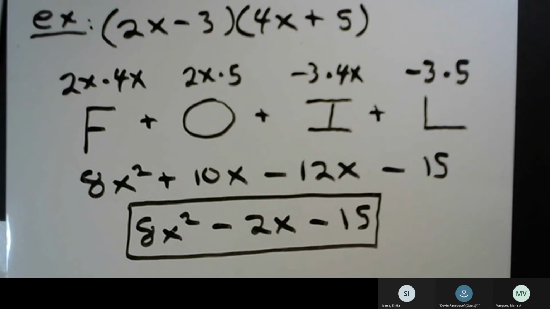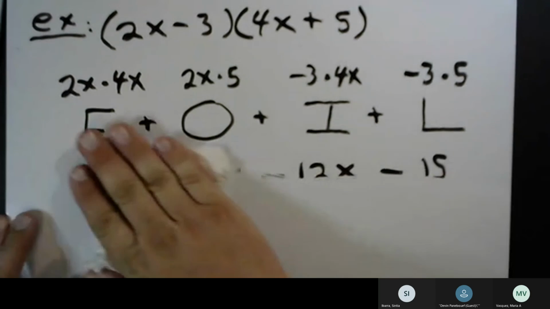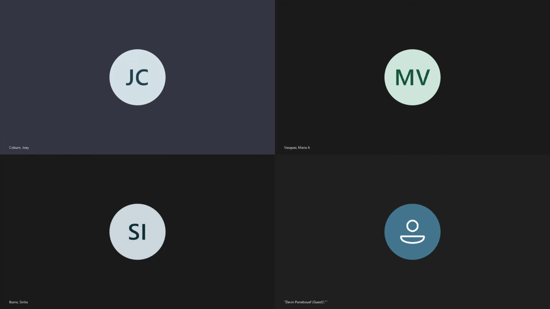So that's how we can handle binomials. Now, if you get something a little more complicated, you might want another way. So for example, let's bring in some just polynomials.